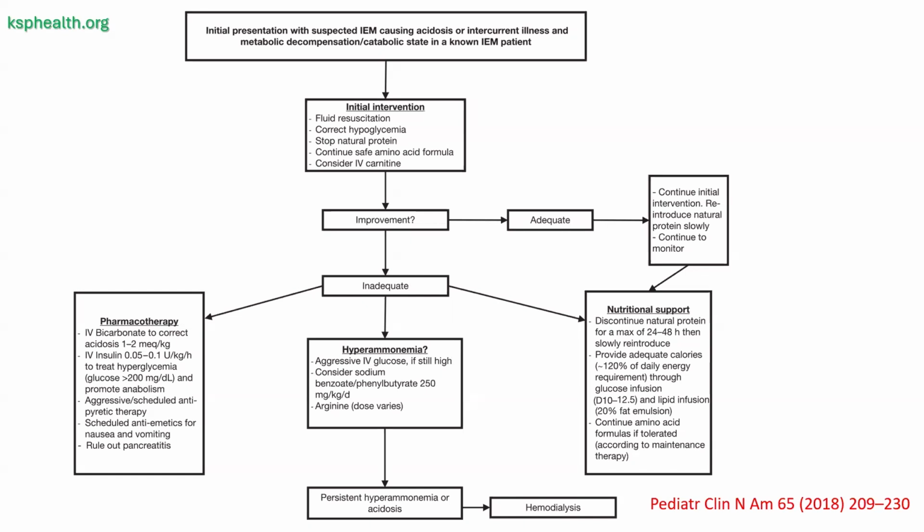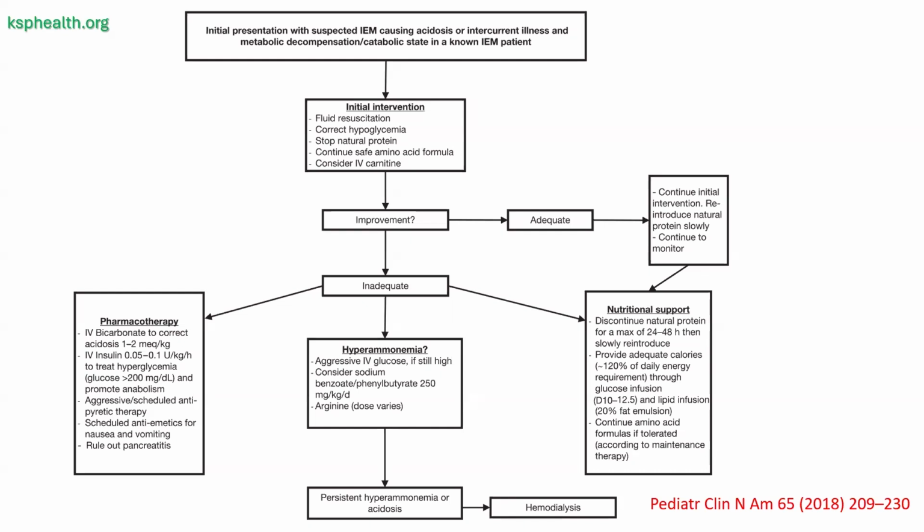So this is the typical approach when they are that sick. Keep them NPO, D10 or D12.5, follow the sugar, follow the acidosis. If it's severe, treat with bicarbonate. Most of the time, it works. After 24 to 48 hours, reintroduce the amino acid formulation. If the patient has hyperammonemia and ammonia levels are high, again the same: NPO, IV glucose.